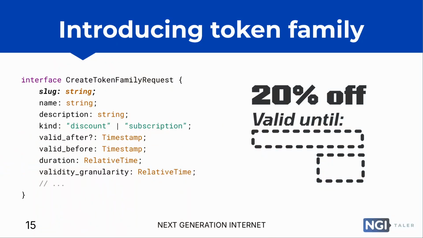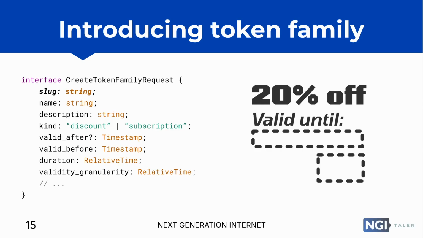So basically, a token family is like a token printing machine. It's like a machine that has some template. It has the 20% off, and you can fill in the validity date, and you can fill in the signature. You can have different seals, let's say, for different kinds of tokens, and thus you can issue them based on the parameters that you configure.